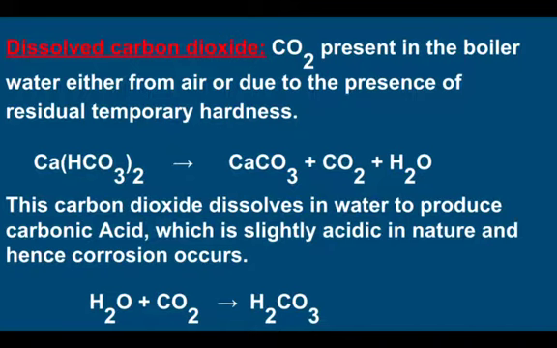The calcium bicarbonate that is present in water will decompose upon heating to calcium carbonate, carbon dioxide and water. This carbon dioxide will dissolve in water to produce carbonic acid, and carbonic acid is slightly acidic in nature and therefore it can lead to corrosion. So this is how carbon dioxide can lead to corrosion in boilers.